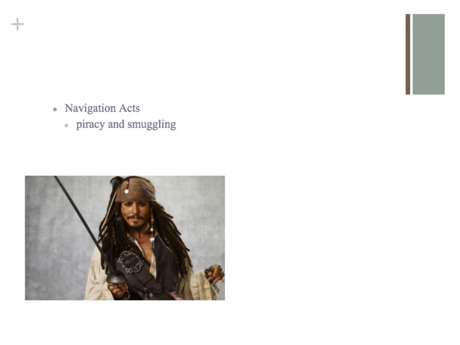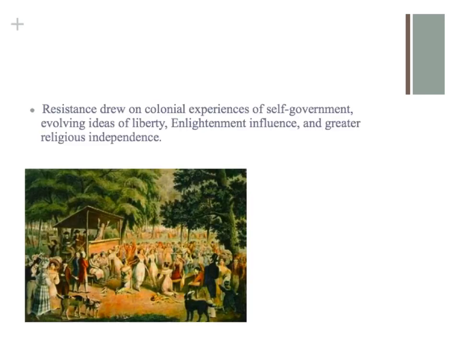The next one on the list is the Navigation Acts, which is a way for Britain to control trade over the colonies and get rid of some of the smuggling. It did not work at all. It leads to a lot of piracy and smuggling and other things that we'll deal with in class. Just know the components of it and the reaction of the colonies.